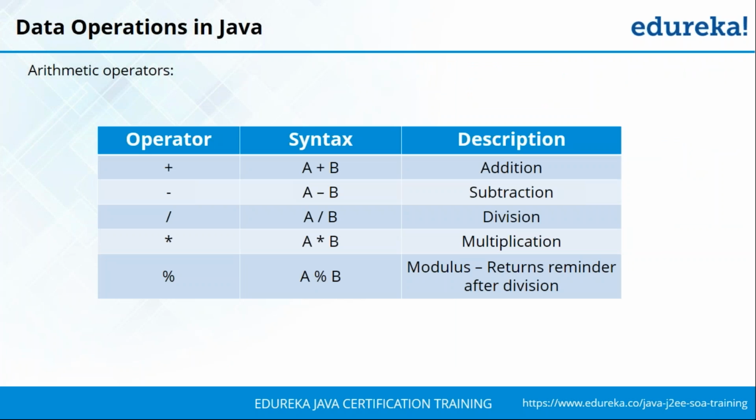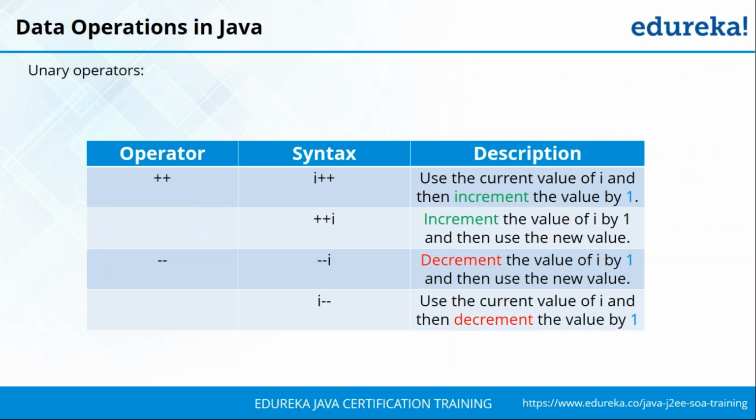Alright. So the next set of operators that we are going to be talking about is the unary operator. Now again, when you talk about unary operator, there are basically two operators. You have your increment and then you have your decrement. So what you will be doing using an increment operator is incrementing its current value by 1. Remember, you're incrementing the value by 1.